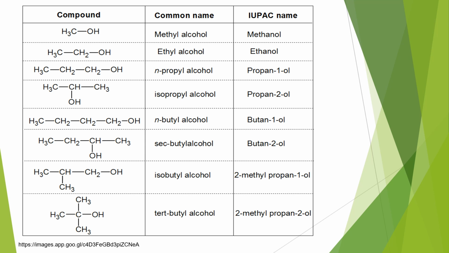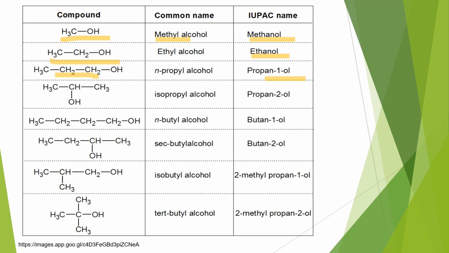Okay, here is a table which contains some of the structures along with their common name and the IUPAC name. You know the common name is just the alkyl alcohol. To the alkyl group we add alcohol, right? So this is CH3OH, methyl alcohol or methanol. Similarly, you have ethyl alcohol or ethanol, propyl alcohol or propanol.